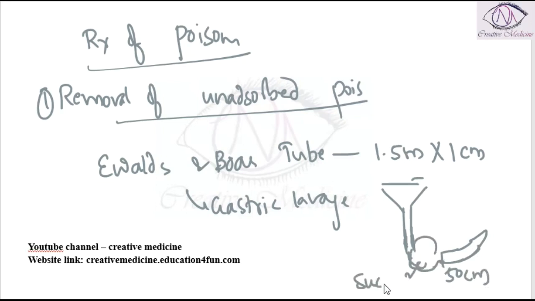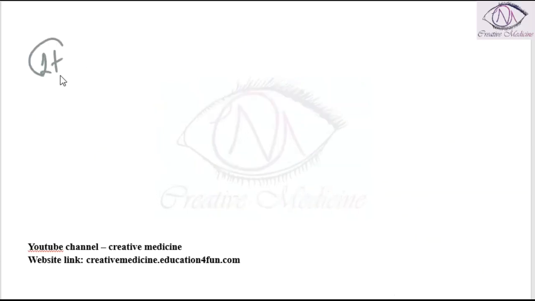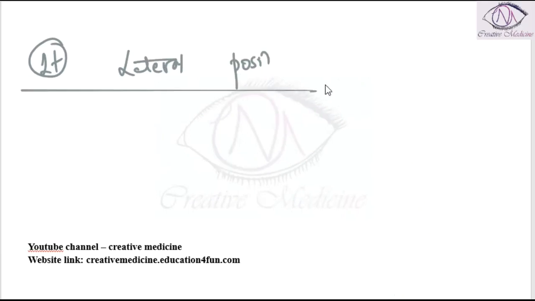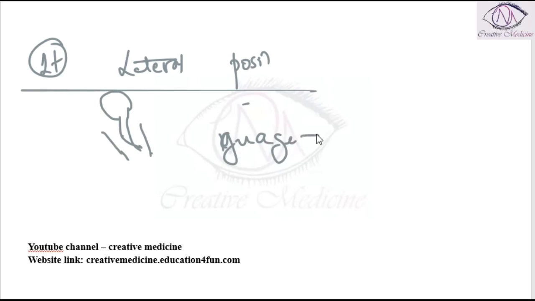Procedure. A person is made to lie in the left lateral position or prone position. A wooden gag is placed in the mouth, and the gastric lavage tube is passed into the stomach.